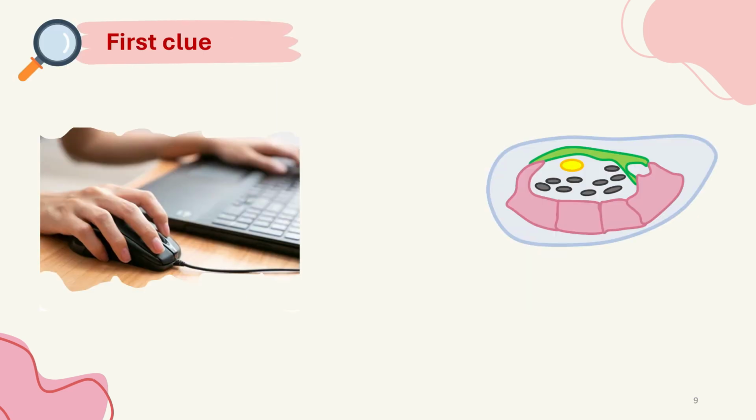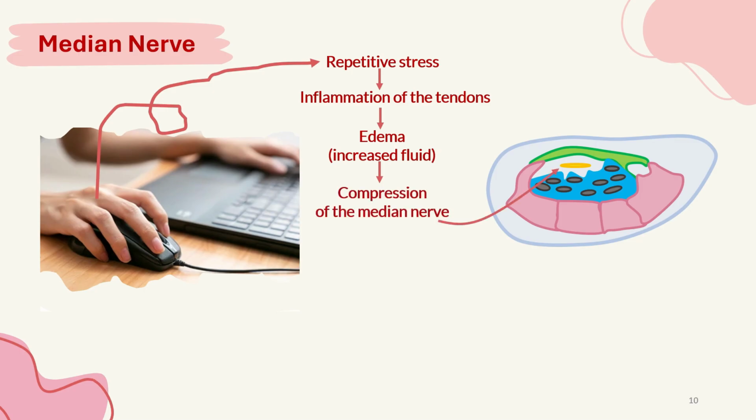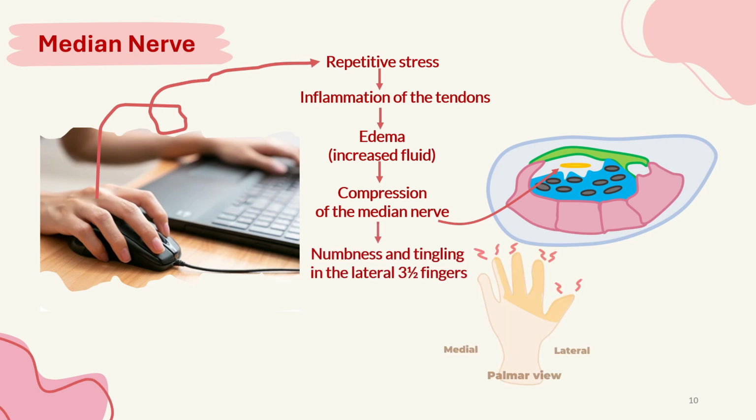Now let's go back to the first clue. The patient is an office worker, and this fits perfectly because office workers often do repetitive hand movements like typing, writing and using a mouse. This repetitive action can cause inflammation of the tendons inside the carpal tunnel. When these tendons become swollen and fluid builds up, that increases the pressure inside the carpal tunnel and compresses the median nerve. As a result, the patient experiences numbness and tingling in the lateral 3.5 fingers, and this condition is called carpal tunnel syndrome.